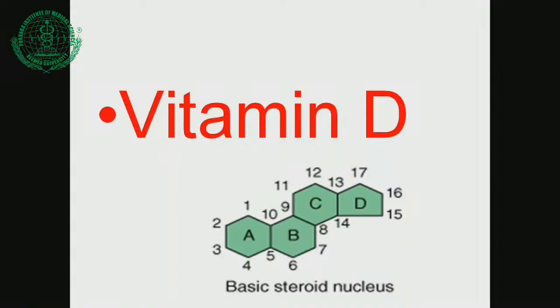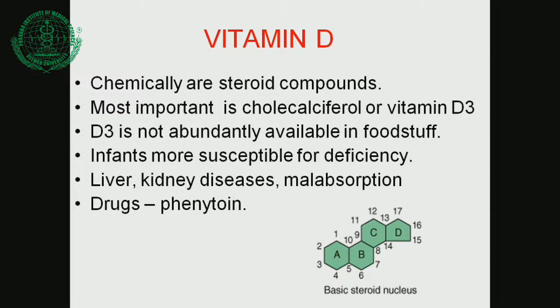So it is synthesized from cholesterol. Remember, vitamin D is synthesized from cholesterol in the body. So I'll go through vitamin D one by one. Yes, vitamin D compounds are chemically steroid compounds. Many vitamin D compounds are there. Ergosterol, cholecalciferol, 1,25 dihydroxycholecalciferol, which is the active form, also called calcitriol. So you must know all the forms of vitamin D.